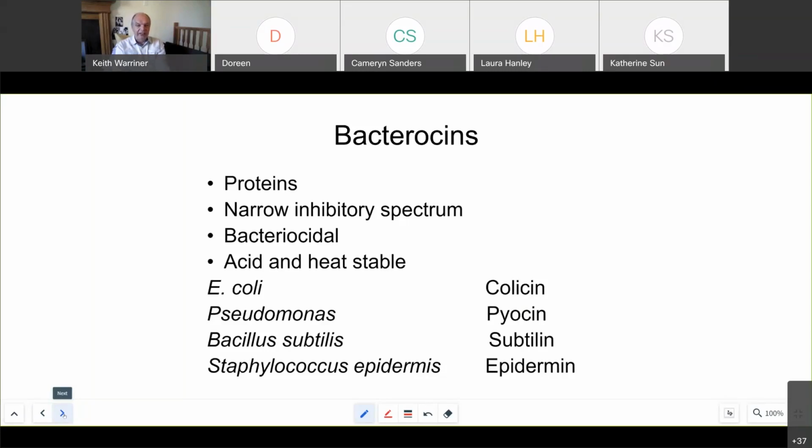Now you might be thinking, this is golden, isn't it? We have these antimicrobials, which essentially are natural, so we can put them on our label. But the trouble with bacteriocins is they've got such a narrow spectrum of activity.